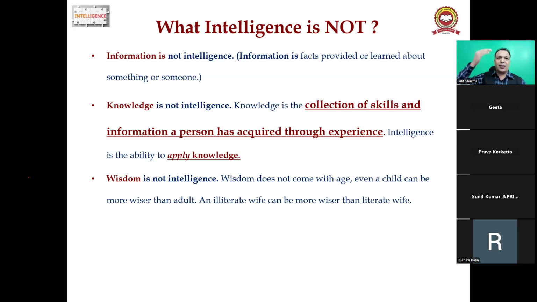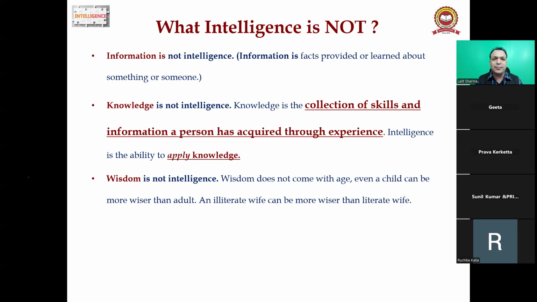Wisdom again is not knowledge. Wisdom is at the introspection level. Wisdom is not knowledge and not intelligence. Wisdom में intelligence नहीं होती. अब आप नेक्स्ट लाइन पढ़िए, बहुत ही इंपॉर्टेंट है. Wisdom doesn't come with age. Even a child can be wiser than an adult. Last line देखिए: an illiterate wife can be wiser than a literate wife.